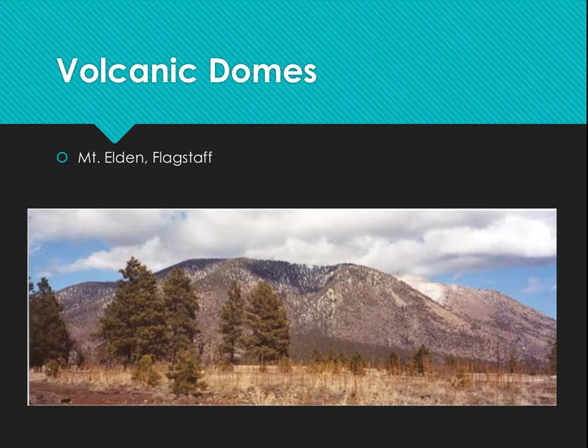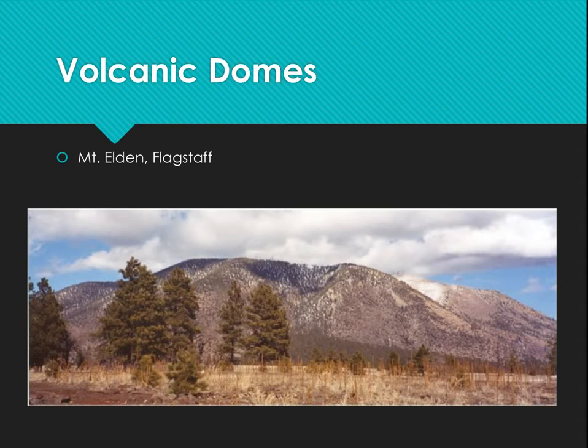And finally, we have our volcanic domes. Volcanic domes are created by rhyolite. They tend to be very steep-sided, but they're really dome-shaped, which is where the name comes from. This is Mount Eldon and Flagstaff. Now, the key to domes is they're fairly unstable.